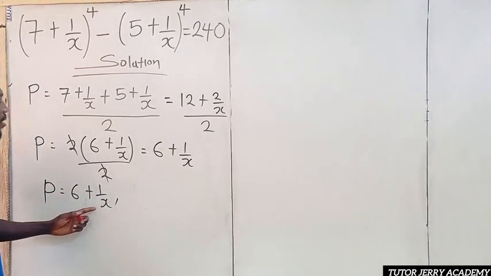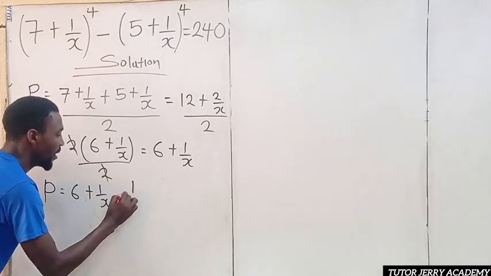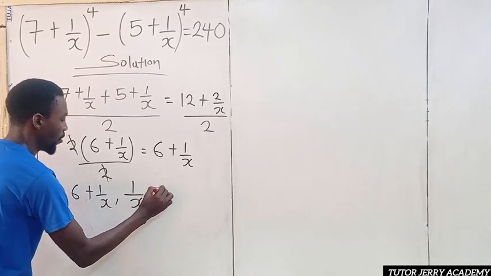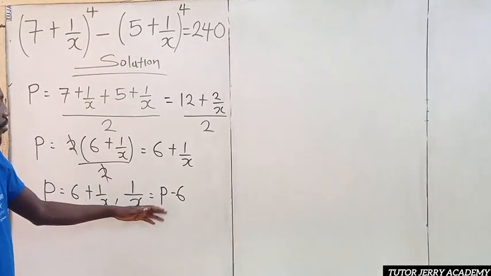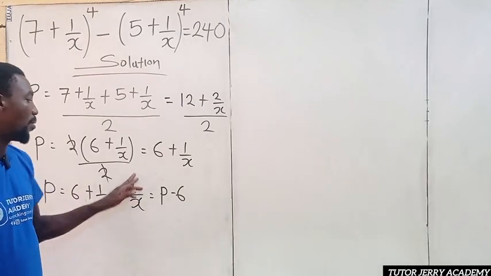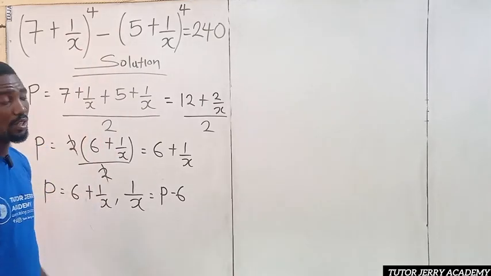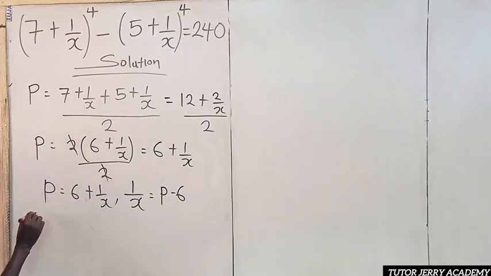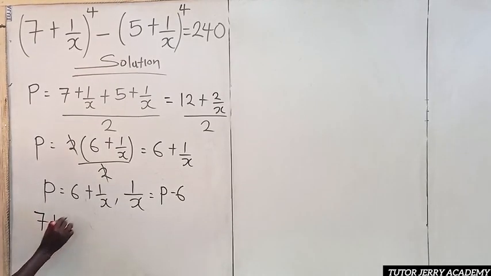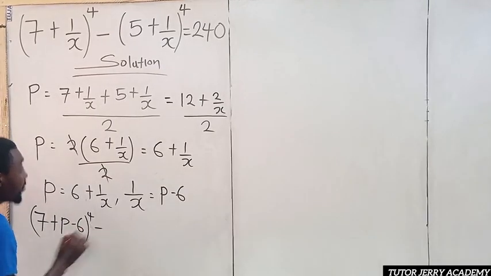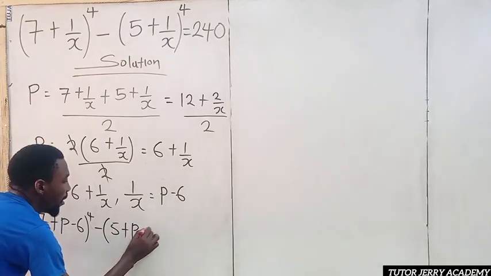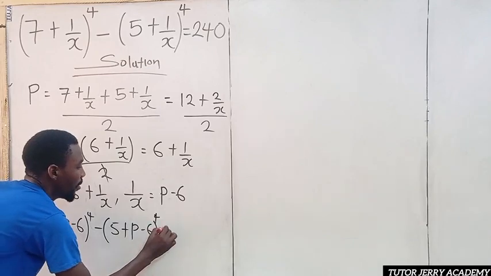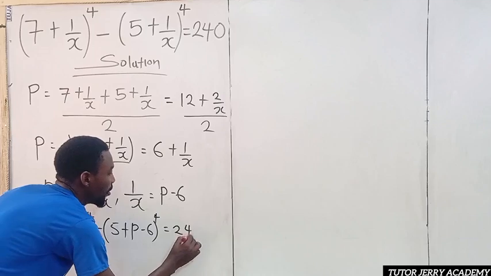If we make 1/s the subject, we are going to have 1/s equals p minus 6. The next thing we are going to do is substitute p minus 6 for 1/s in the above equation. So we are going to have (7 + (p - 6))^4 minus (5 + (p - 6))^4 equals 240.